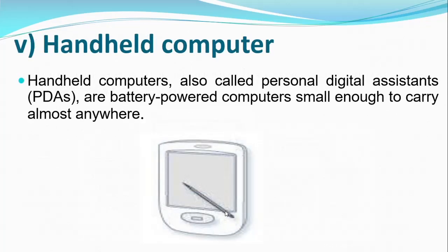5. Handheld computer. Handheld computers, also called personal digital assistants, PDAs, are battery-powered computers small enough to carry almost anywhere. Although not as powerful as desktops or laptops, handheld computers are useful for scheduling appointments, storing addresses and phone numbers, and playing games. Some have more advanced capabilities, such as making telephone calls or accessing the internet. Instead of keyboards, handheld computers have touch screens that you use with your finger or a stylus, a pen-shaped pointing tool.